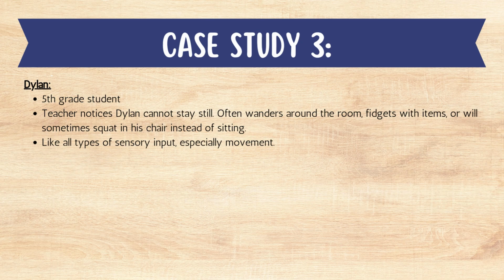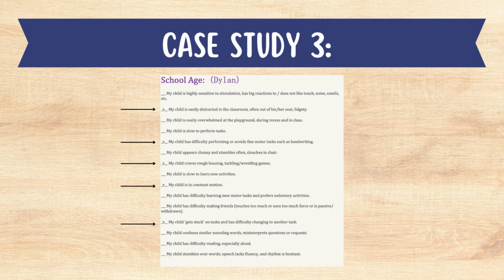Our last case study is about Dylan, a fifth grade student. Dylan often wanders around the room, fidgets with items, or sometimes will squat in his chair instead of sitting flat on his bottom. It is noted that he likes all type of sensory input, especially movement. On the STAR symptom checklist, it is reported that he is easily distractible and out of his seat often, which matches what we were just told about him.